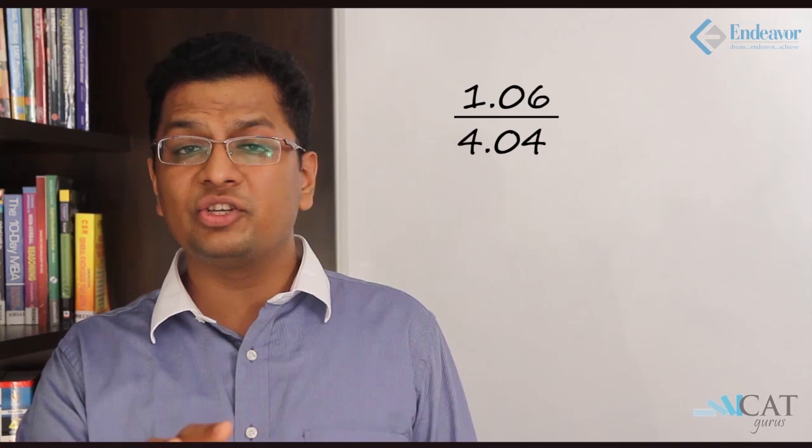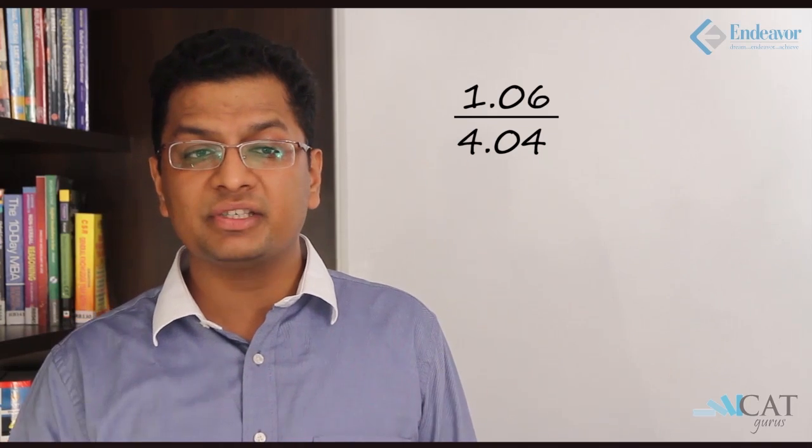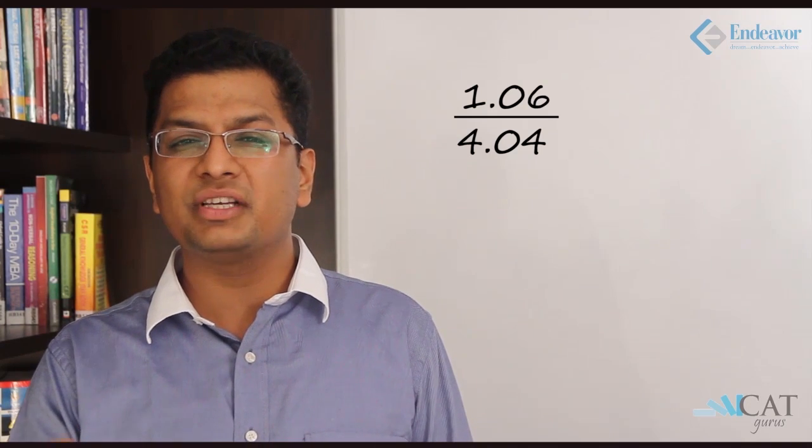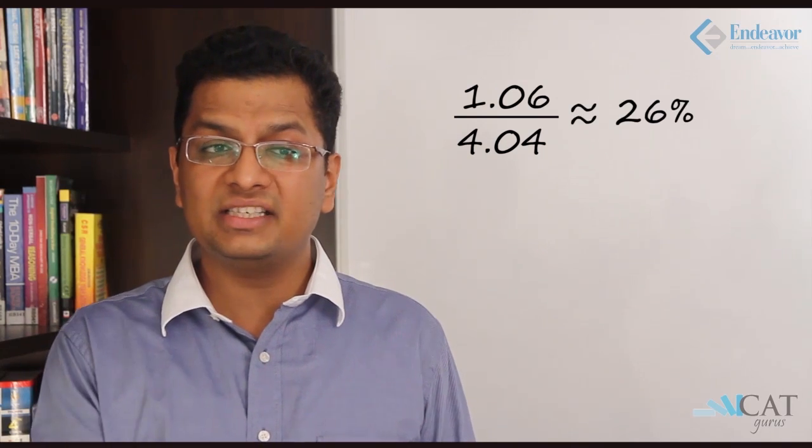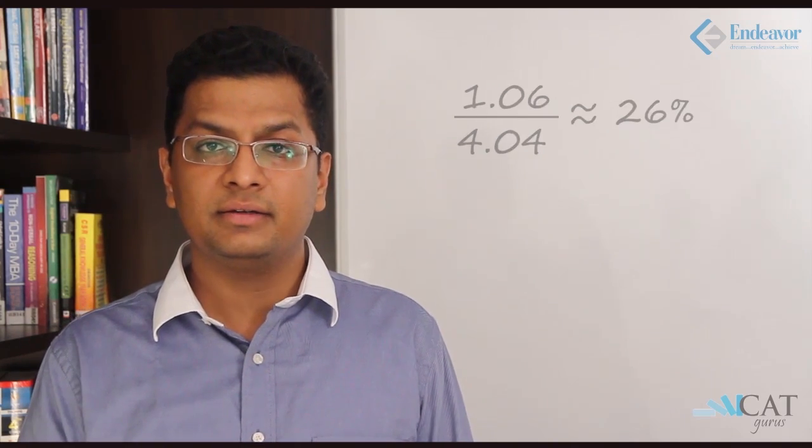So 1.06 on a base of 4.04. I can say 1.01 will be exactly 25%. So 0.05 will be 1% more. So this answer will be 26%. Now 26% is the right answer here. Now this is how, by using different methods of approximation and other techniques, we can solve bar graph questions. The key here is to estimate the right value. Try observing and solving a lot of questions in order to sharpen your skills of observation. All the best.